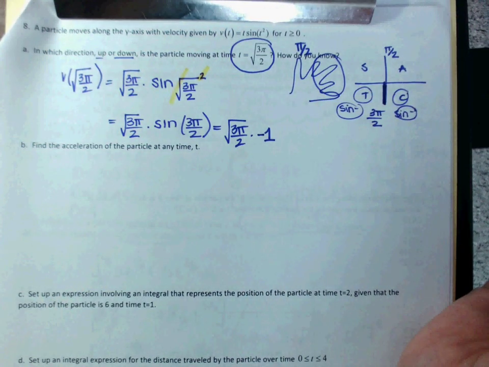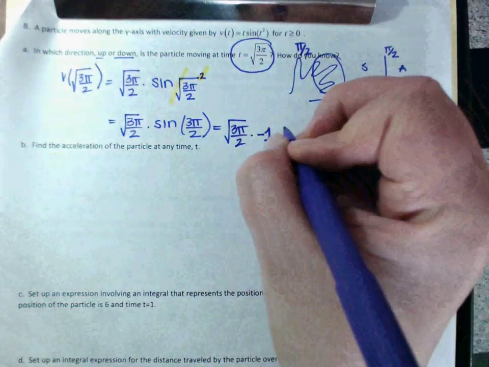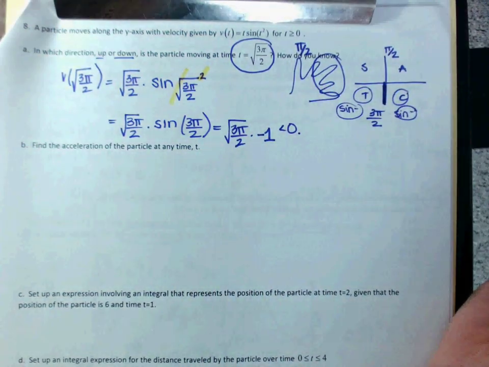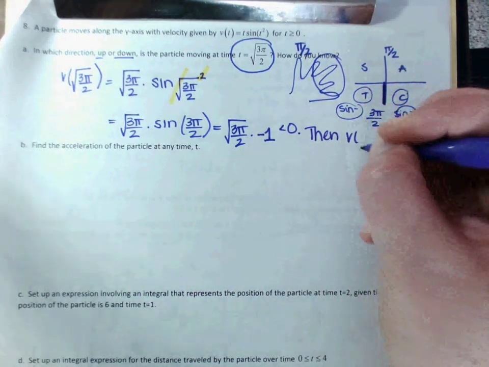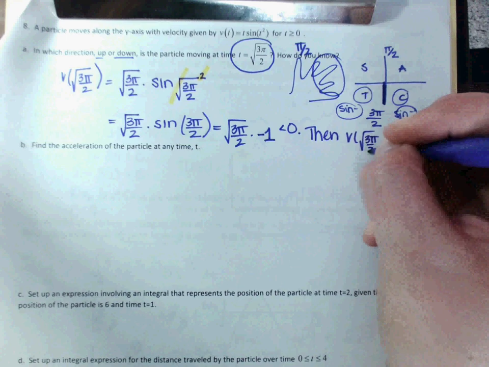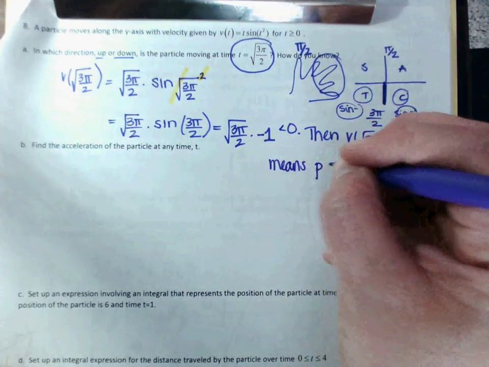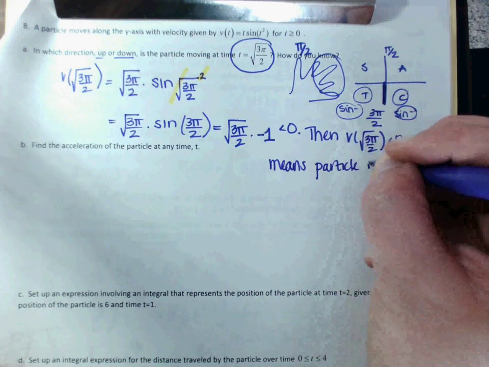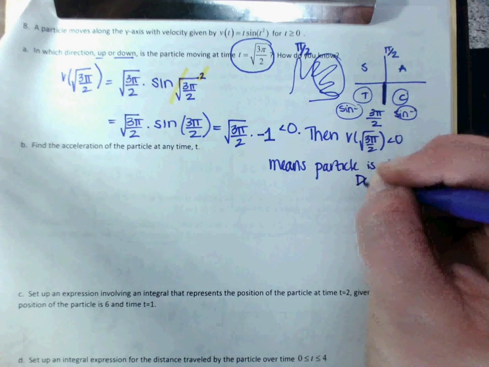And if I multiply a negative 1 by this kind of random number, that's going to come out to be less than 0 overall. Then v of root 3 pi over 2 less than 0 means the particle is traveling down.